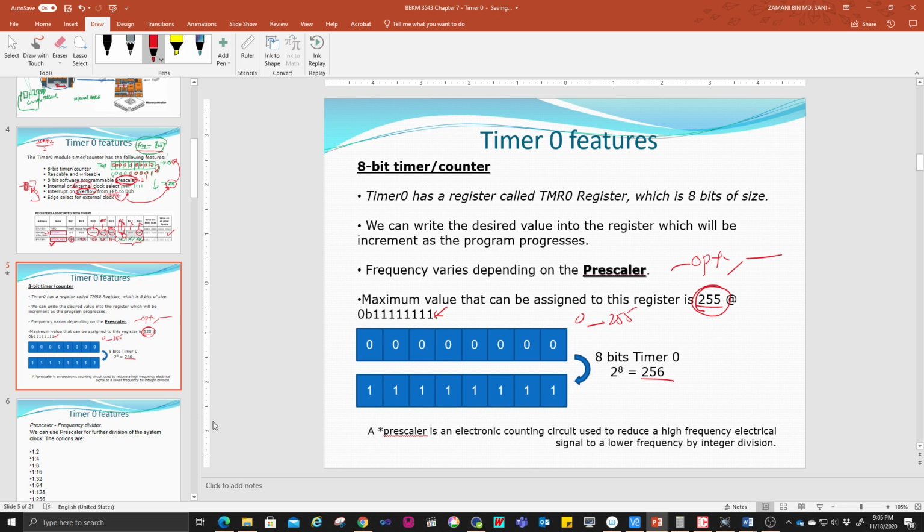So this is the meaning of prescaler. A prescaler is an electronic counting circuit used to reduce high frequency. That's why they divide it to low frequency by integer division. That's why they call it prescaler. Prescaler is a new term, but the function is very simple: it divides the high frequency to a lower frequency by a division number. So that is the theory on the timer 0 features.